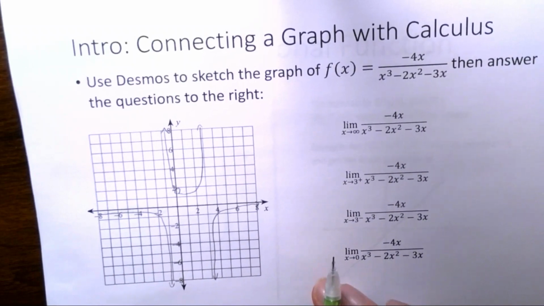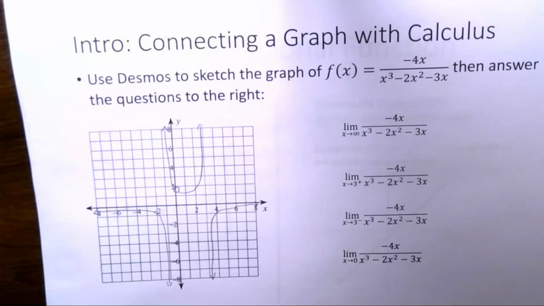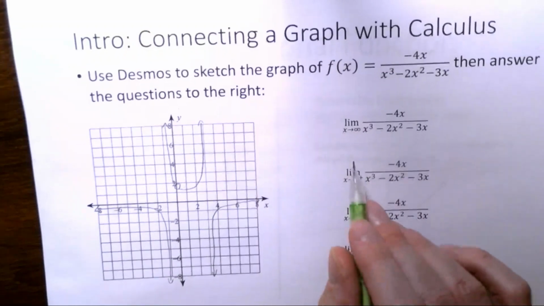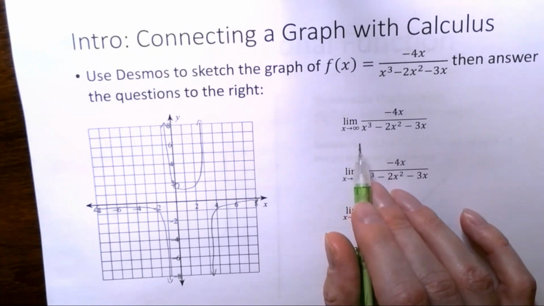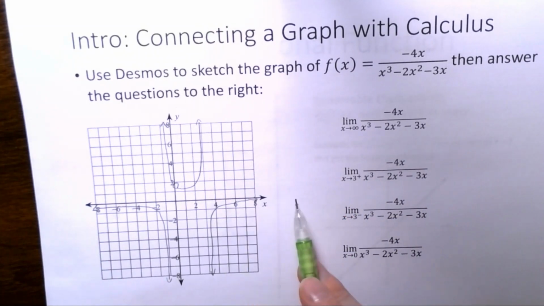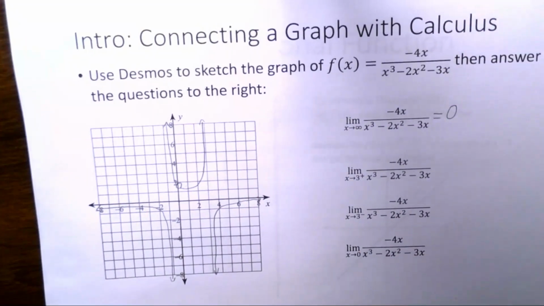Now let's use this graph to calculate these limits. Please note that in the previous video we did calculate these limits algebraically. This time we're just going to use the graph. For the first one, the limit as x approaches infinity of this function, infinity would be to the far right. If we look to the far right, it looks as though it's approaching 0, so this limit is 0.